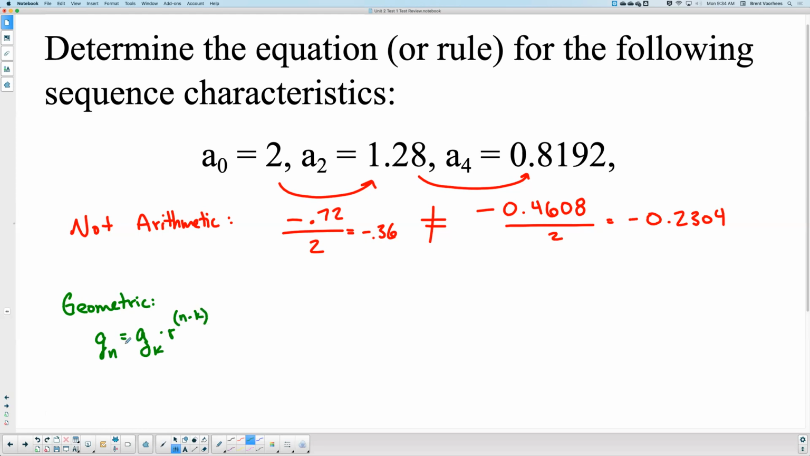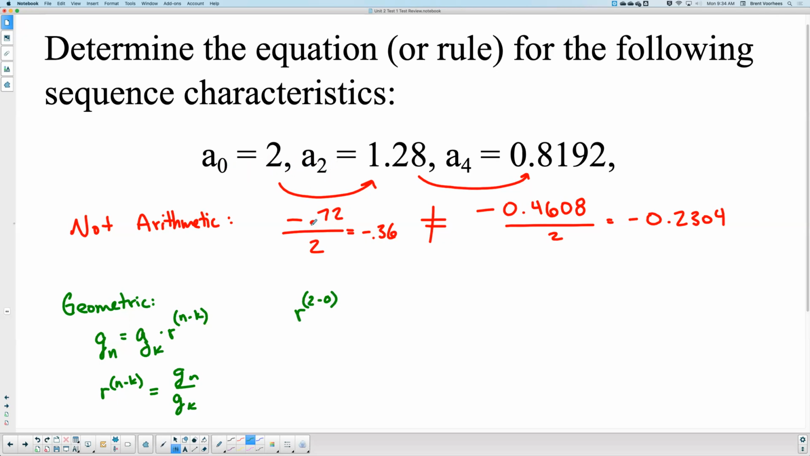You could take this and just do the algebra. But what's the formula we're going to use here? It's going to be r to the power of n minus k equals Gn over Gk. Okay, so let's test it here. Let's test the first one using this formula. So r to the power of n, n's the later, k is the earlier. We're going to use these two first. So it'd be to the power of 2 minus 0. You see where I'm getting the 2 and the 0?